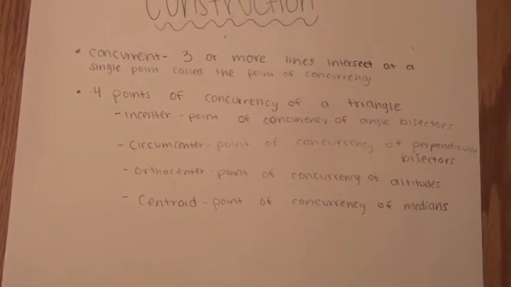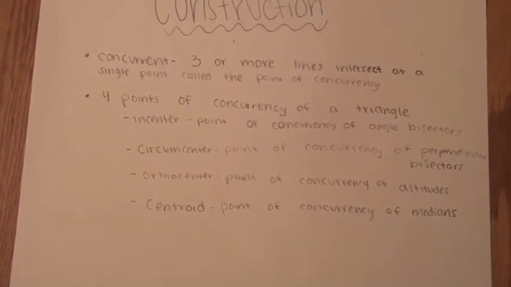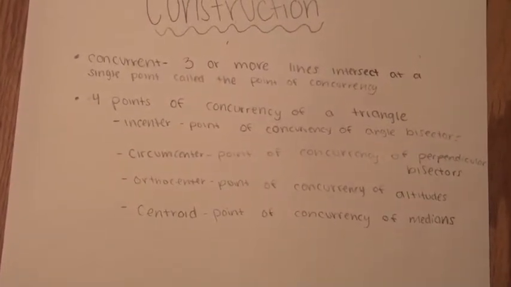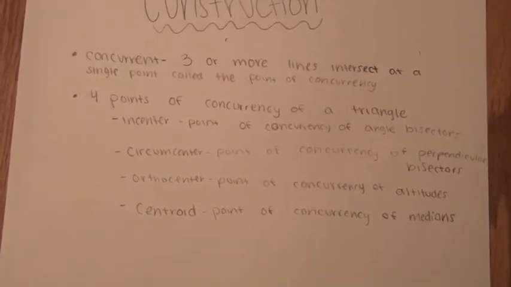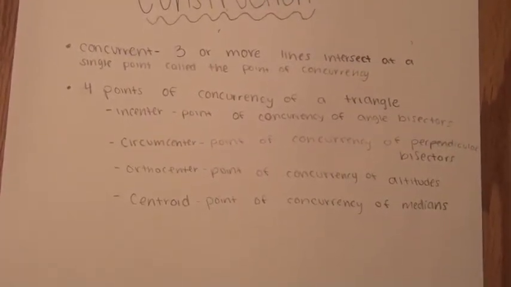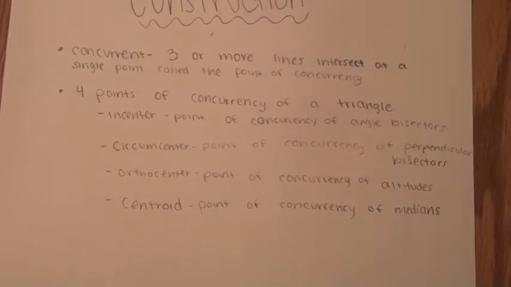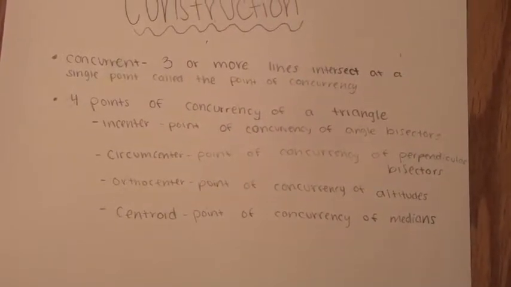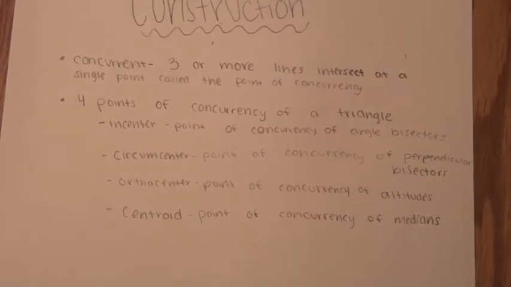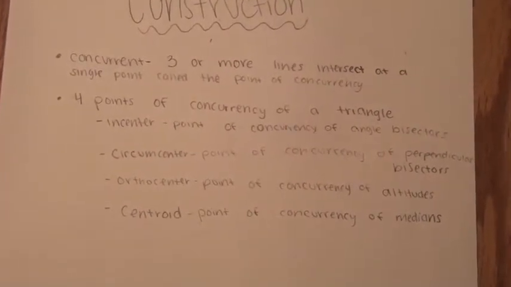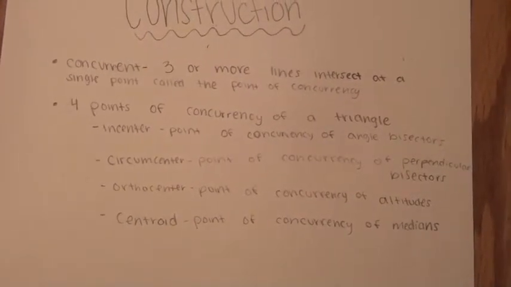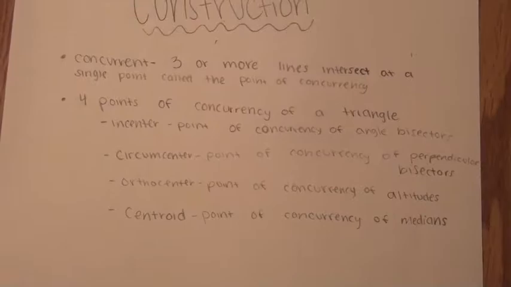which bisect the angle. The circumcenter, which is the point of concurrency of perpendicular bisectors that bisect the segment perpendicularly. The orthocenter, which is the point of concurrency of altitudes, which go from the vertex to a 90-degree angle on the opposite side. And the centroid, which is the point of concurrency of the medians, which go from the vertices to bisect the opposite segment.